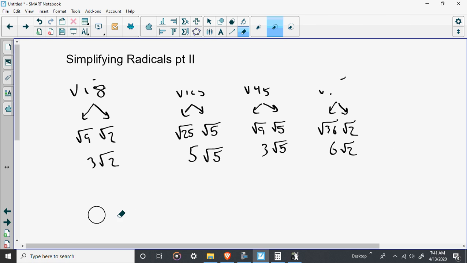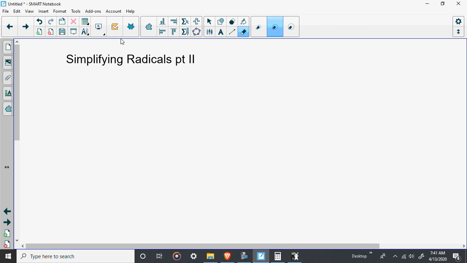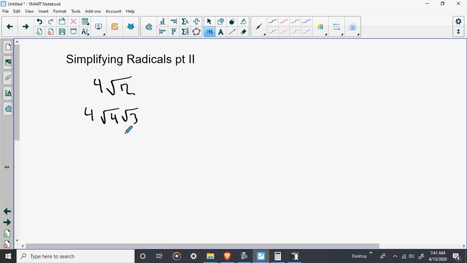Okay? The only other thing you're going to see in your questions today is that they're going to throw a number out in front. You just need to multiply by the number out front. Okay? So if I said 4 times radical 12, all that means is 4 times radical 12, right? So what do we say? 4 radical 4 radical 3, right? 4 times 3 makes 12. 4 times 2 radical 3, and that 4 times 2 is going to be 8 radical 3.